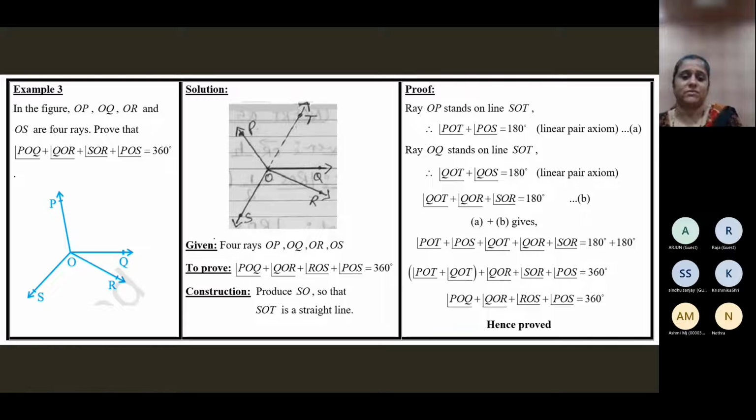So see here, I produced a different line. I told you, you can produce any one of the four rays. Yes, go through the proof. Simply take a straight line. Say this is a straight line and this ray stands on it, so the sum of the two angles is 180. Like that, you should write two results. Add the two results, you will get 360, and then make the necessary adjustments to get these four angles. That's all. Now go through the proof and write it down.